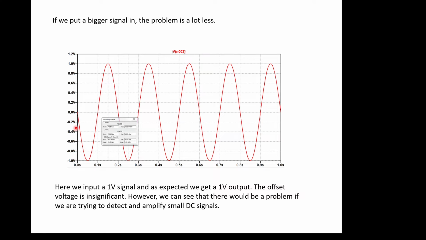Put a bigger signal in, so here we are putting a plus or minus 1 volt signal in. It's not a problem at all, because a 2.8 millivolt offset is so small that we're really not going to worry about it. But if we're trying to look at very small signals, these offsets can be a big problem, particularly if we start to put more gain in the system.